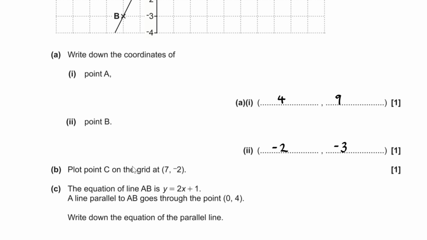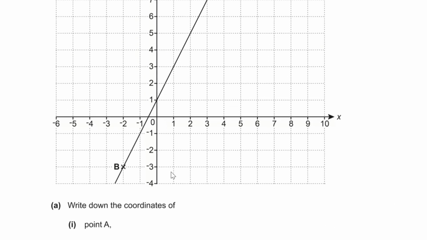For part B, we have to plot C, where we've got the coordinates 7, -2, so we've got 7 across, -2 down. Here is the point C.